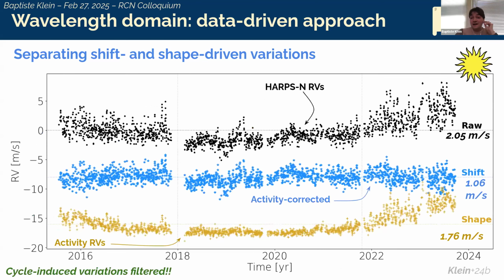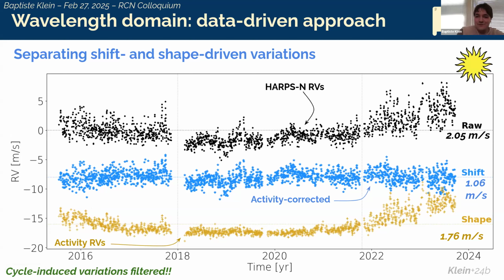So if I get back to the solar RV observed with HARPS-N, you have here the raw RVs. Here in blue in the middle, you have the activity corrected RVs using this framework. You see that we reduce the RMS by a factor 2 almost. And here you have the shape-driven, so the activity RVs that capture very well the cycle-induced variations here. You really feel it, whereas you don't see it at all in the shift-driven RVs. So that's a great trend. Now we are able to filter stellar activity, cycle-induced variation.